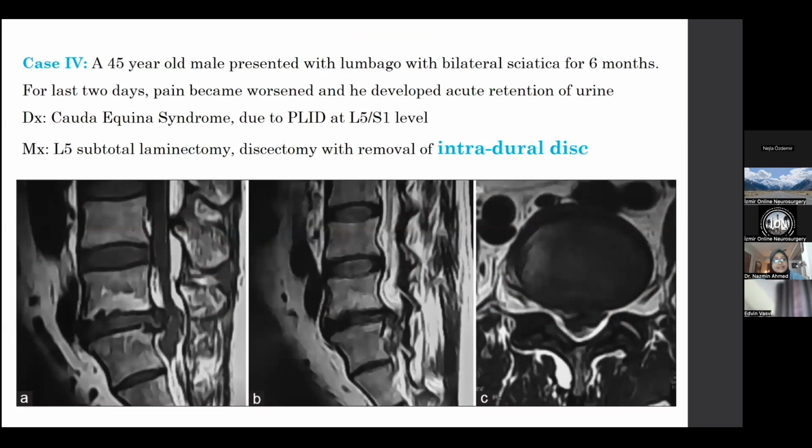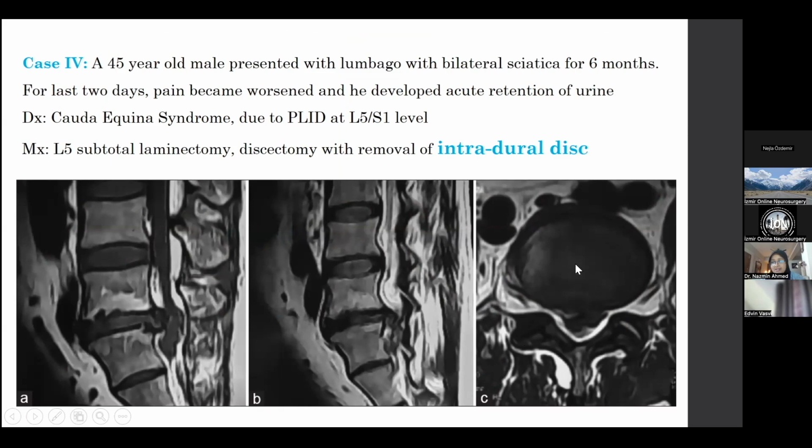Our next case is a 45-year-old male patient who classically presents with features of lumbago with sciatica for 6 months, and for the last 2 days the pain worsened and he developed acute retention of urine. Our provisional diagnosis was cauda equina syndrome due to PLID at the L5-S1 level. From imaging, you can see there is herniation with downward migration, and the migrated component lies just opposite the S1 vertebral body.